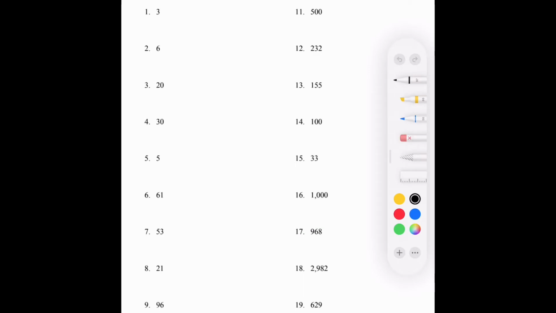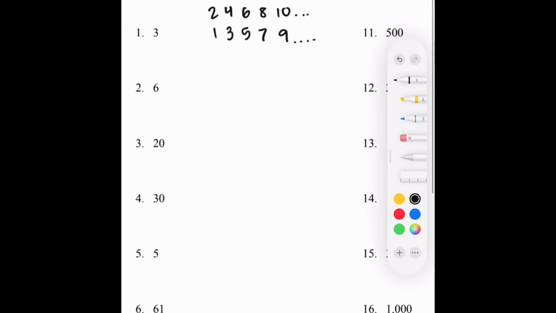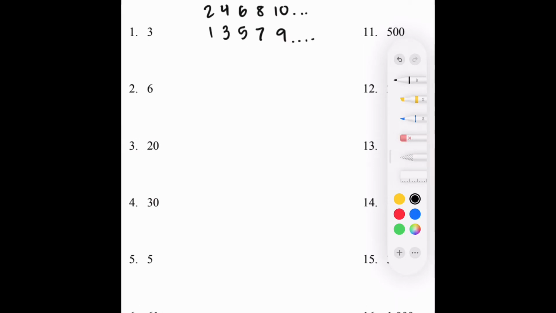Okay, so the second worksheet asks if the number you're given is even or odd. Now, even numbers would include numbers like 2, 4, 6, 8, 10, and so on. And odd numbers would be 1, 3, 5, 7, 9, and so on. So if the number ends with 2, 4, 6, or 8, then it is an even number. If the number ends with 1, 3, 5, 7, or 9, then it is an odd number.